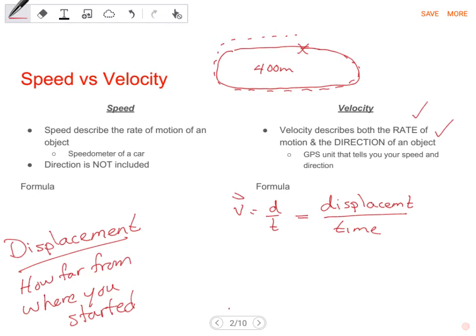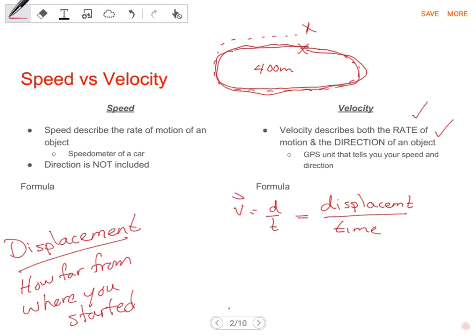So if you look at this equation right here, you start right here. It's a 400-meter track. You go all the way around, you come back, you do your one lap, and you're done. Now our distance is 400. Your body has physically moved 400 meters.